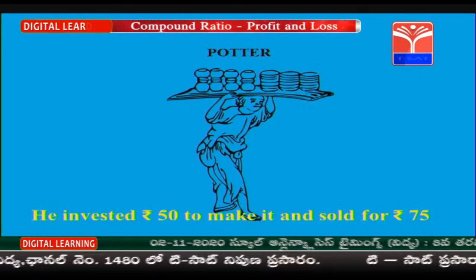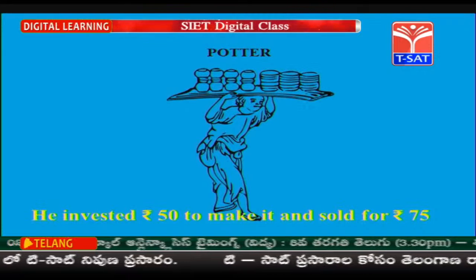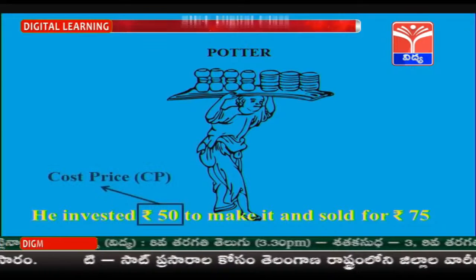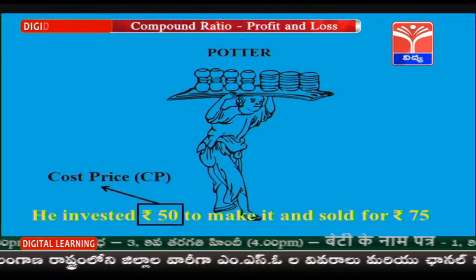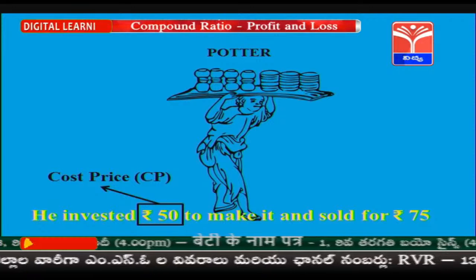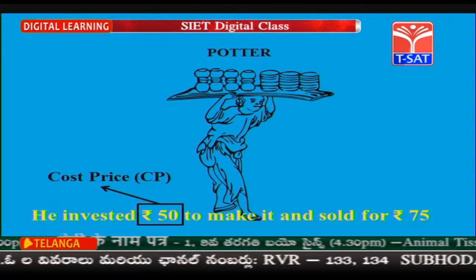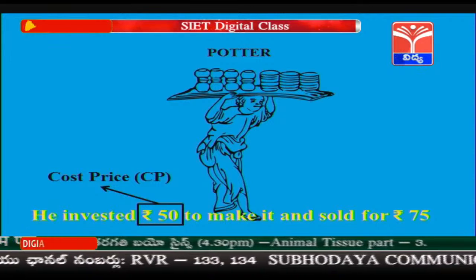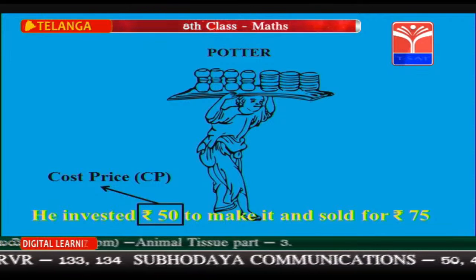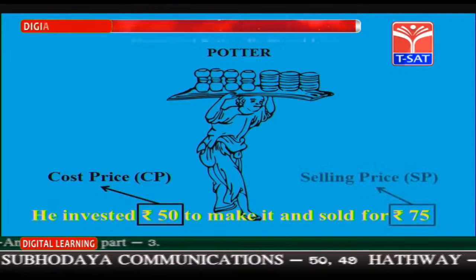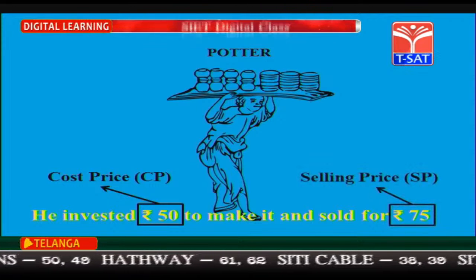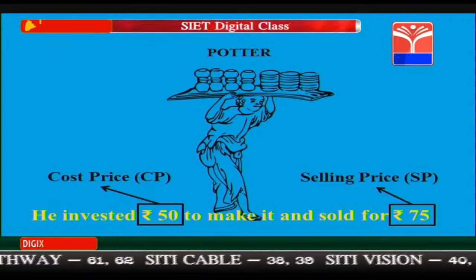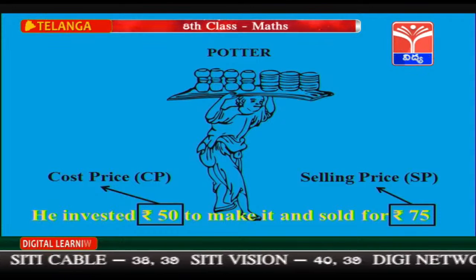Now, children, do you know what this 50 rupees is called? Yes, it is called the cost price. That is, whatever the charges, whatever the amount incurred in making that item, is called its cost price, and we represent it as CP. And this item is selling for 75 rupees. So, this 75 rupees is called its selling price, that is SP.